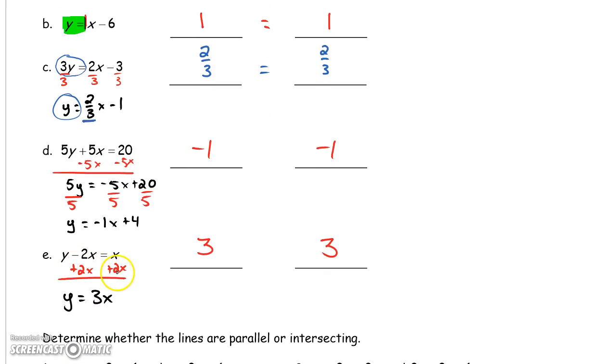Part E, add 2x to both sides. This time these were like terms, so I combined them, giving me 3x. My slope is 3, my parallel slope is 3.